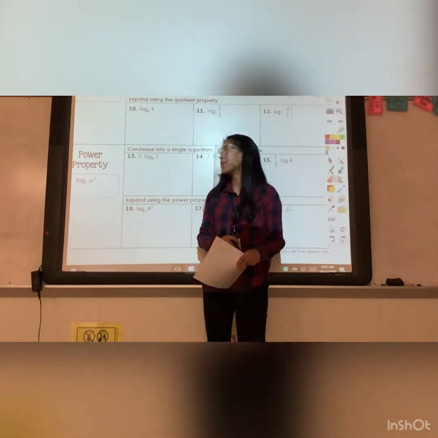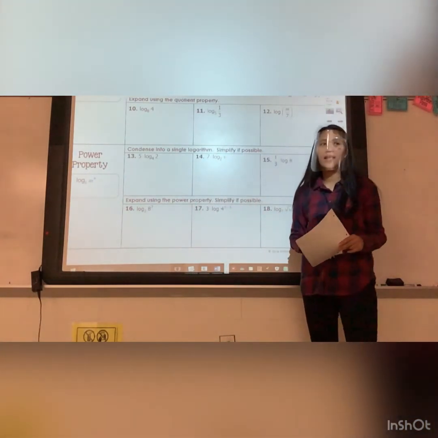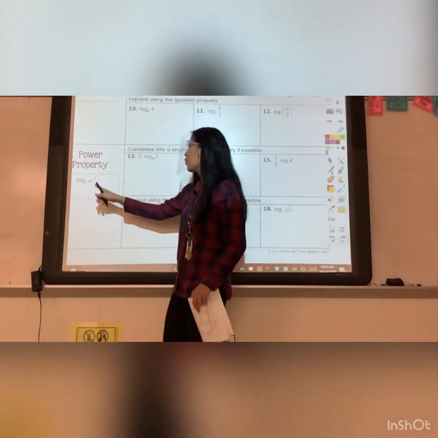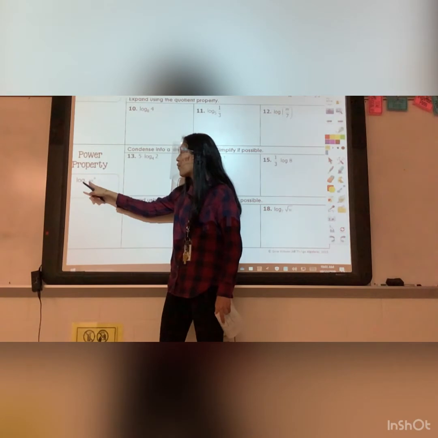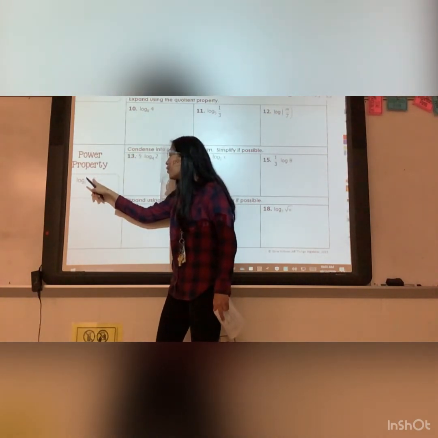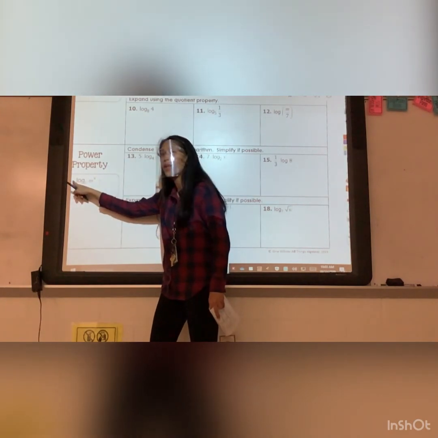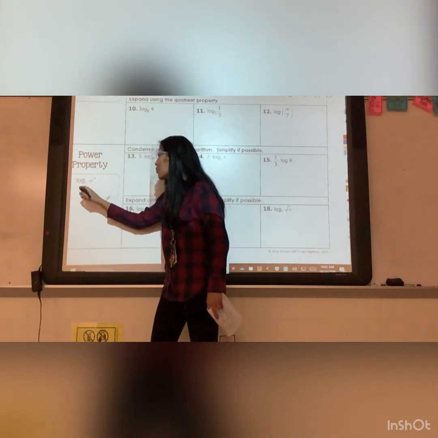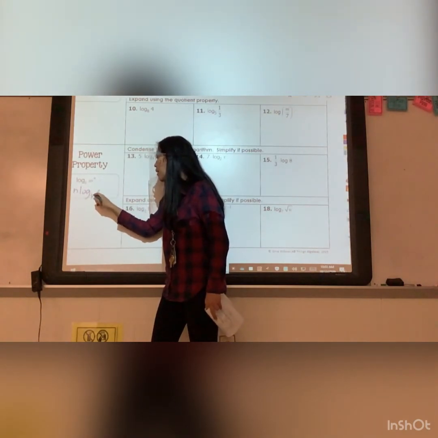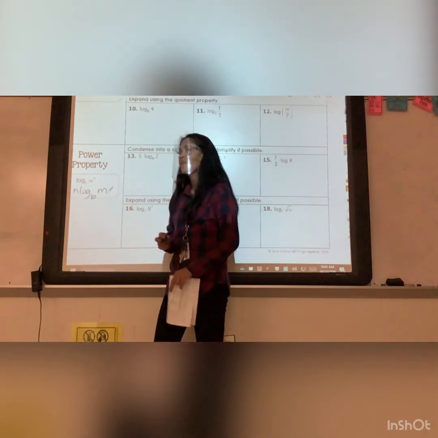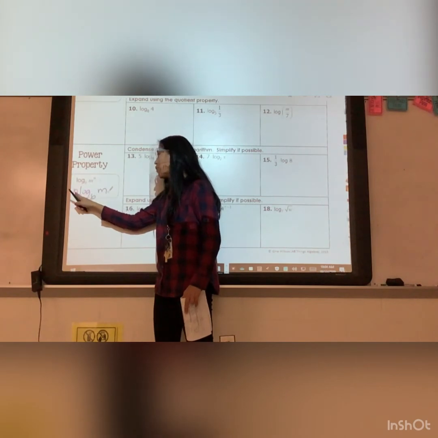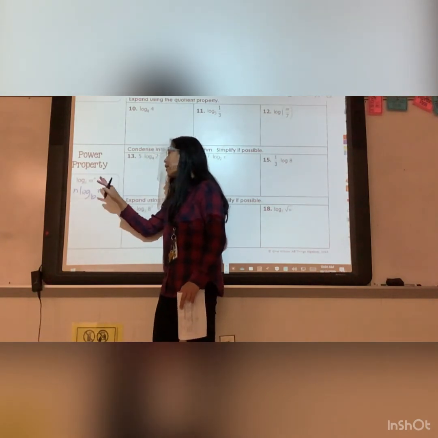Okay, let's have the third part. Power property. So when you see property, it involves exponents. If you look at this one, the log base m raised to n, what we're going to do is put your n before it. So it's going to be like this: n log base m. So the setup is n will be the first one. You put it before your log, and then it's going to be like this.